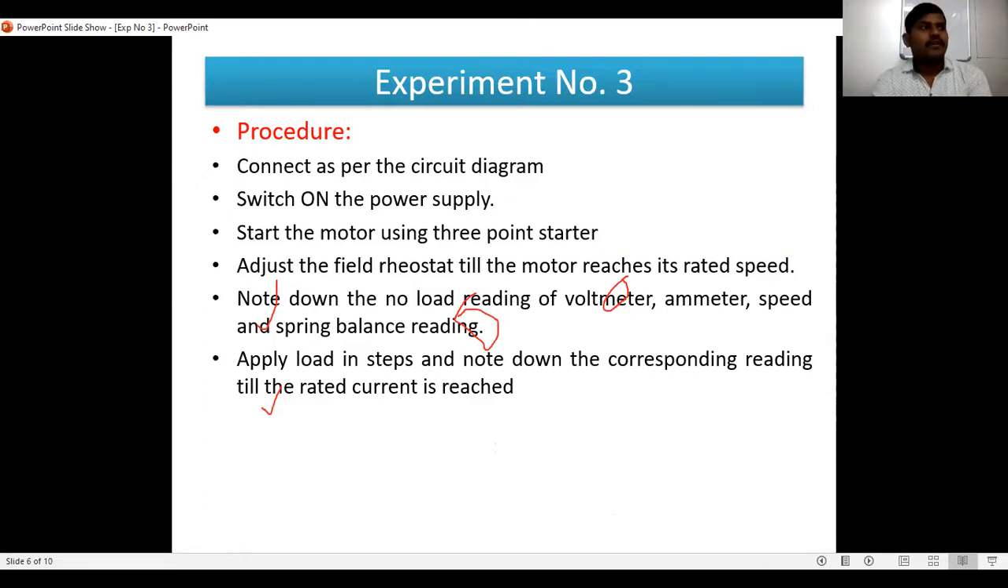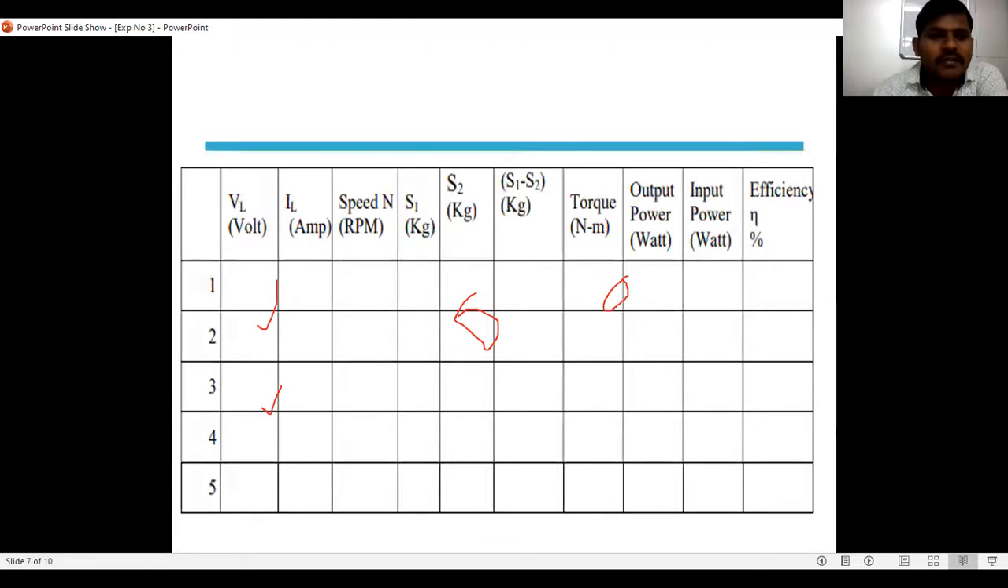At that point, adjust the rheostat and note down the no load reading of the voltmeter, ammeter, and tachometer, and also note down the reading of the spring balance, that is, the load put on the drum. Now apply the load step by step, and note down the corresponding readings till the rated current is reached. So this is the simple procedure.